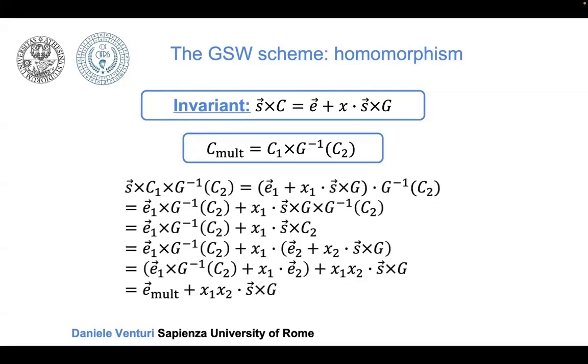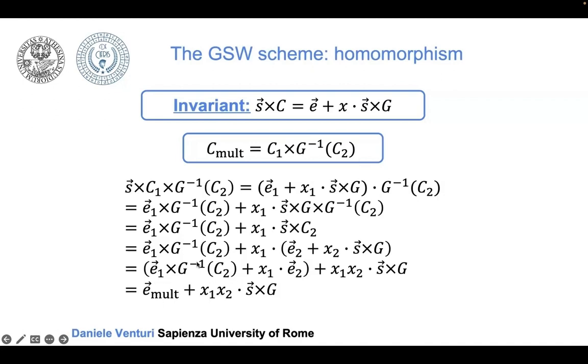And now if you work out the math, if you compute S times C1 times G inverse of C2, you get at the end your invariant. In particular, you get x1 x2 times S times G, which is exactly the invariant that we want, plus the noise.